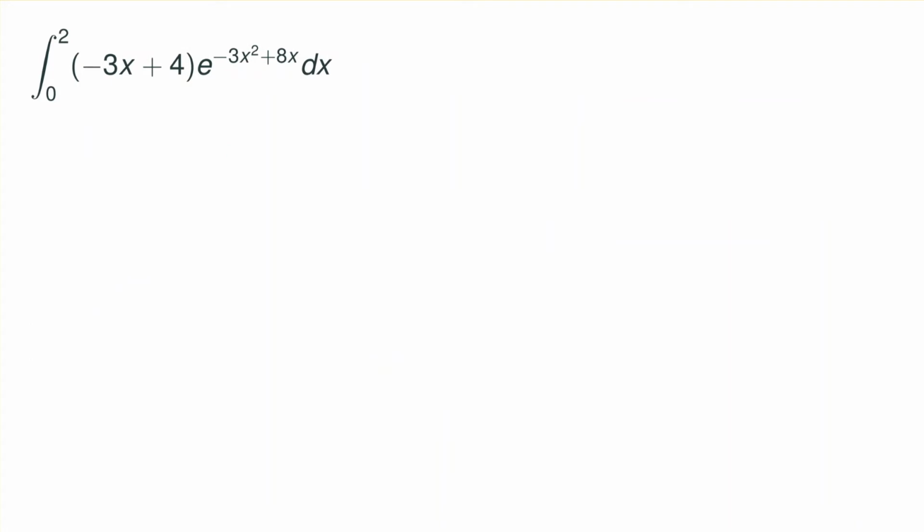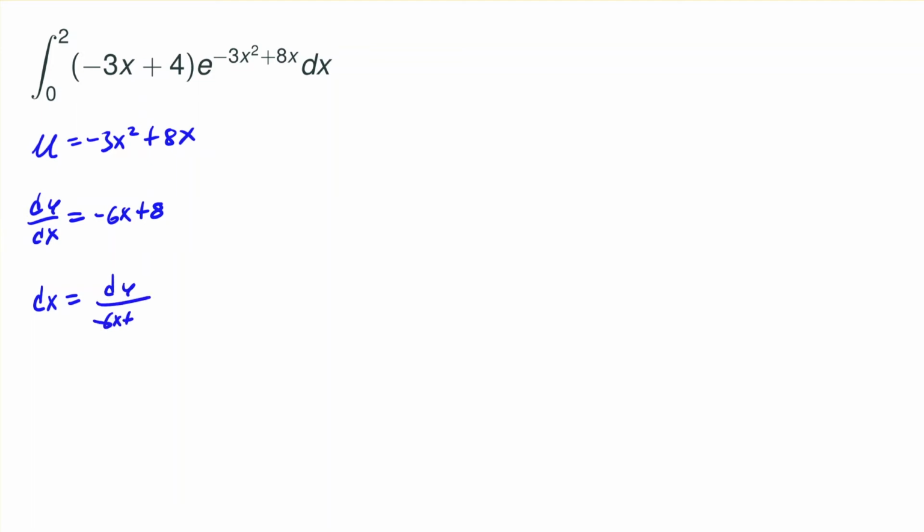This one is a definite integral from 0 to 2 of the function negative 3x plus 4 times e to the negative 3x squared plus 8x dx. So first we need to do u substitution. Let u be negative 3x squared plus 8x. Then du dx is negative 6x plus 8. So for dx, we get du over negative 6x plus 8. We'll have to use these two to substitute.